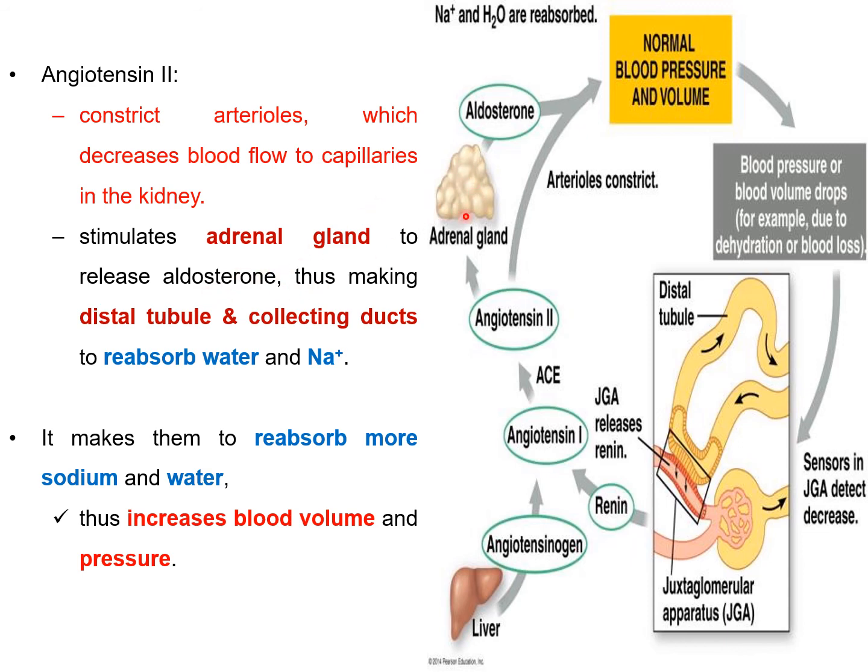So by the release of aldosterone, it makes the distal tubule and also collecting ducts reabsorb water and also sodium ion. So this makes the reabsorption of more sodium and water, and when more water and sodium is reabsorbed, it increases the volume of the blood, by increasing the reabsorption of water, and also increases the blood pressure. Okay, so the reabsorption of water and sodium ion will return the blood pressure and blood volume to the normal set point. Okay.